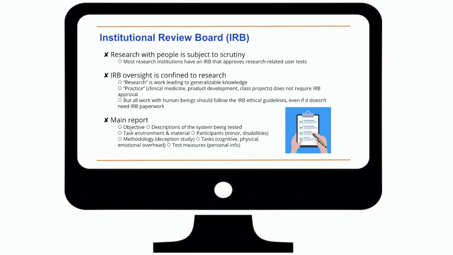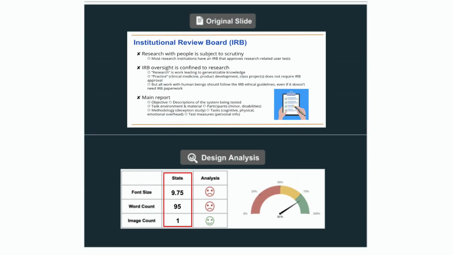For example, for this lecture slide, our prototype system displays the statistics for font size, word count, and image count. This slide contains 95 words in 9.75 point with one image. Then in the next column of the table, it shows the diagnosis, in other words, whether the design of the slide complies with the existing design guidelines or not.